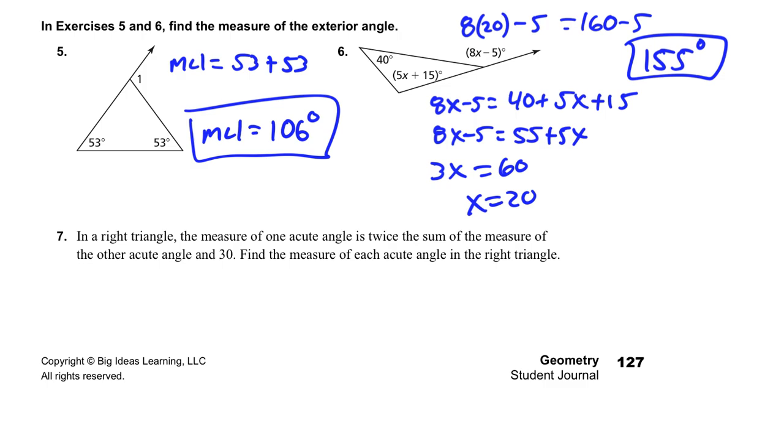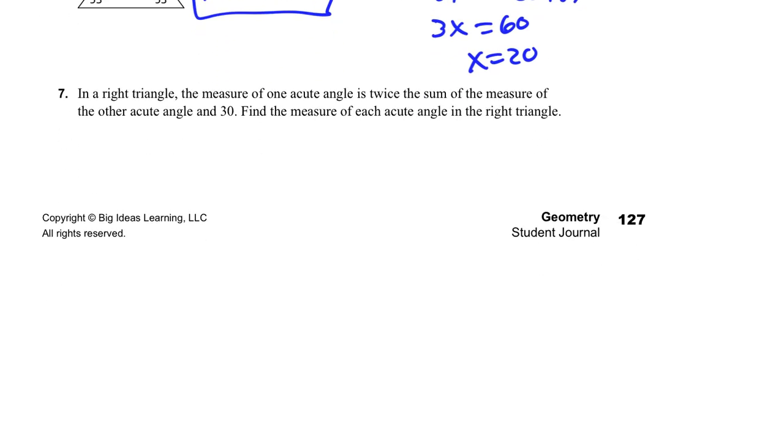All right, let's look at number 7. In a right triangle, so first thing I'm going to do is draw a right triangle. It says the measure of one acute angle is twice the sum of the measure of the other and 30. So we have an angle here. Let's go ahead and write twice the sum of something plus 30. So this right here is twice the sum of an angle and 30. And this one is just going to be angle X.